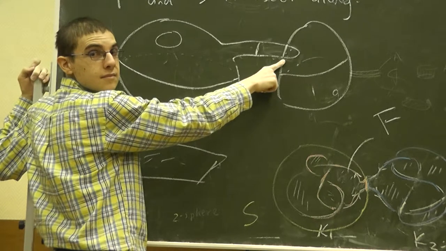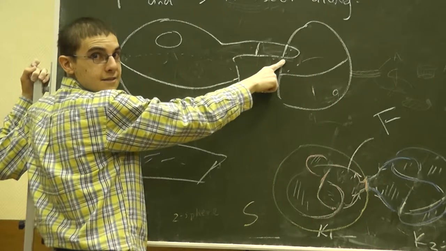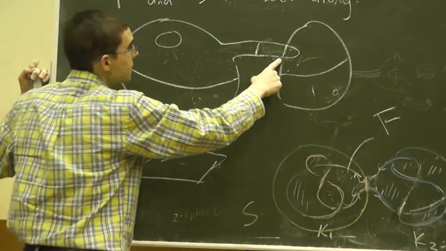Curve. Closed curve. Closed curve, a circle. They could intersect along circles.